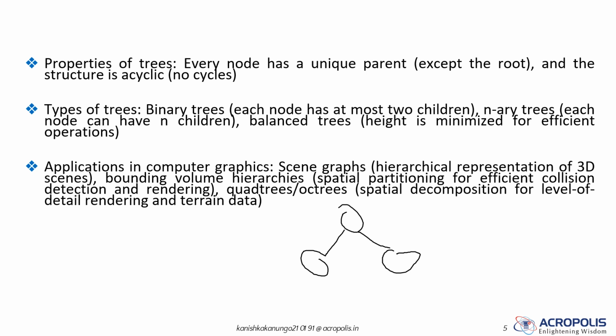Okay. There are various types of trees, like the binary tree, which means each node has at most two children; N-ary trees, which means each node can have n children; and balanced trees, in which the height is minimized for efficient operations. Applications in computer graphics are scene graphs, the hierarchical representation of 3D scenes, and bounding volume hierarchies for spatial partitioning, for efficient collision detection and rendering. Quadtrees and octrees are used for spatial decomposition for level of detail rendering and terrain data.